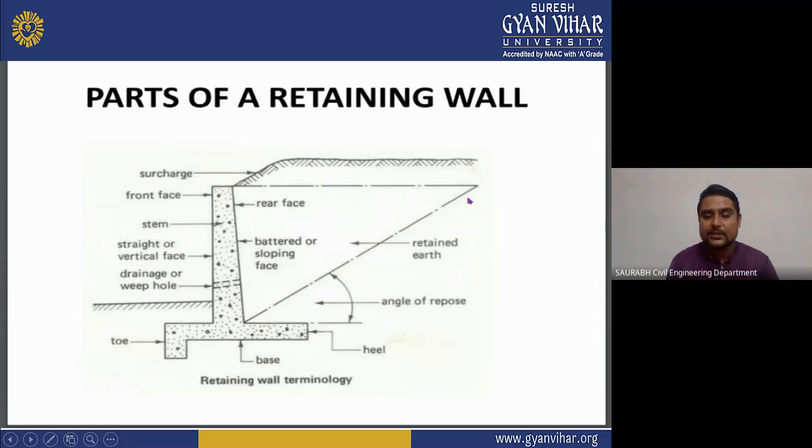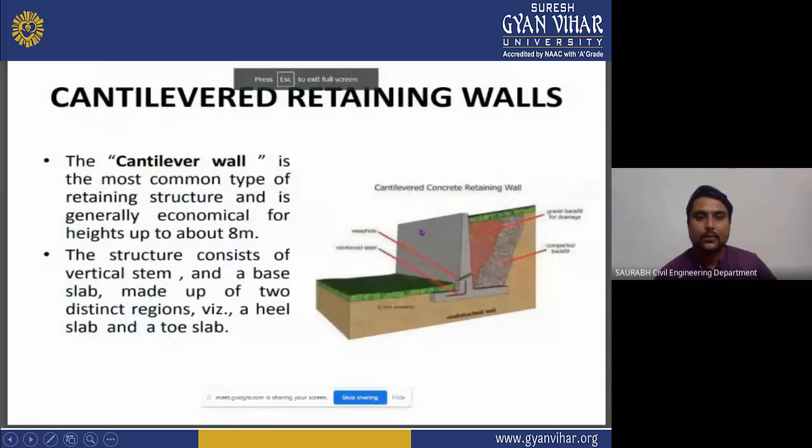Now, in many exams, this type of question has been asked: what is the angle of repose? The angle of repose is like this: this is your retained earth, and the angle formed between this earth and the retaining wall heel is known as the angle of repose.